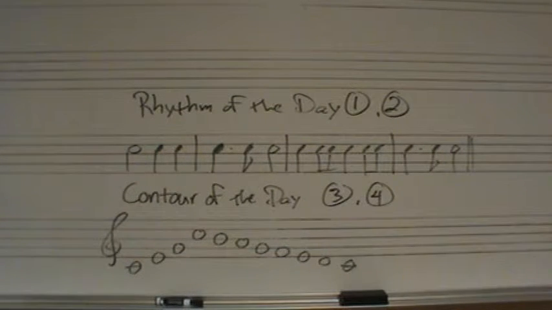All right, now let's do a couple of examples, numbers 3 and 4, dealing with the contour of the day. These melodies, regardless of their rhythm, are all going to skip up on the tonic triad to the octave and step down completely on the scale.